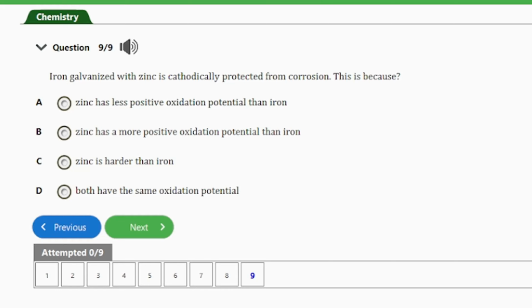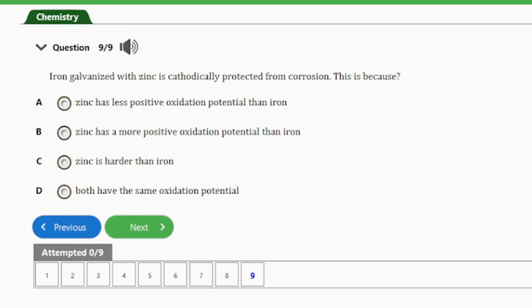That's question number 9. It says iron galvanized with zinc is cathodically protected from corrosion. This is because A, zinc has less positive oxidation potential than iron. B, zinc has a more positive oxidation potential than iron. C, zinc is harder than iron. D, both have the same oxidation potential.